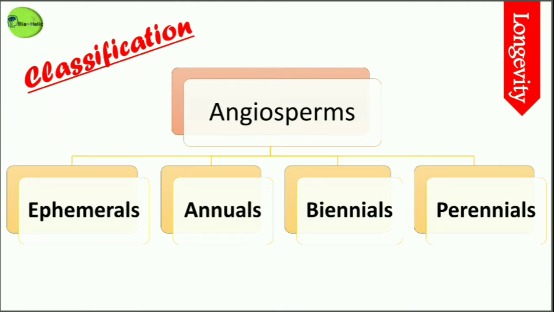Second one is the annuals, where the plants of this category live and complete their life cycle in a single favorable season. Examples are Ulfia, or many crop plants like wheat, rice, maize, etc. Third one is biennials, where the plants of this category complete their life cycle in 2 favorable seasons, where they grow vegetatively in the first season and produce flowers and seeds in the next season. Okay, an example is sugar beet.